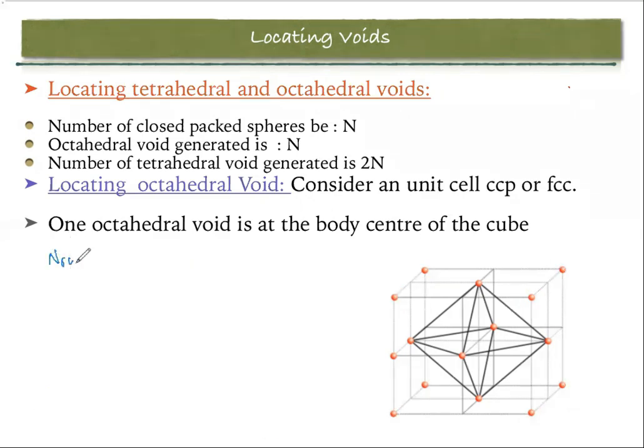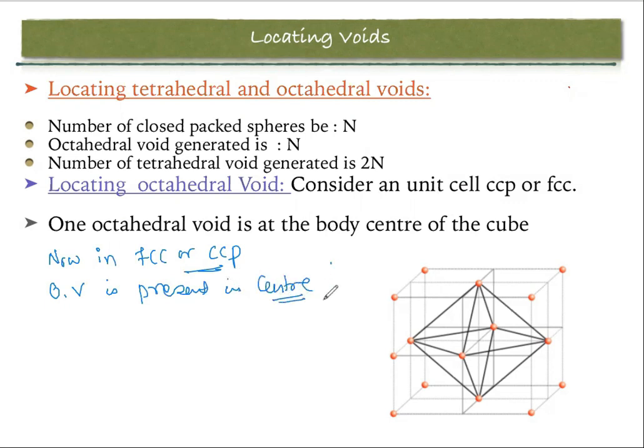Now in FCC or CCP, octahedral void is present in the center, or in the body. As you can see in this CCP structure, one complete octahedral void is present at the center. So this is our octahedral void. Now in the next slide we'll discuss where the other positions of octahedral voids are.